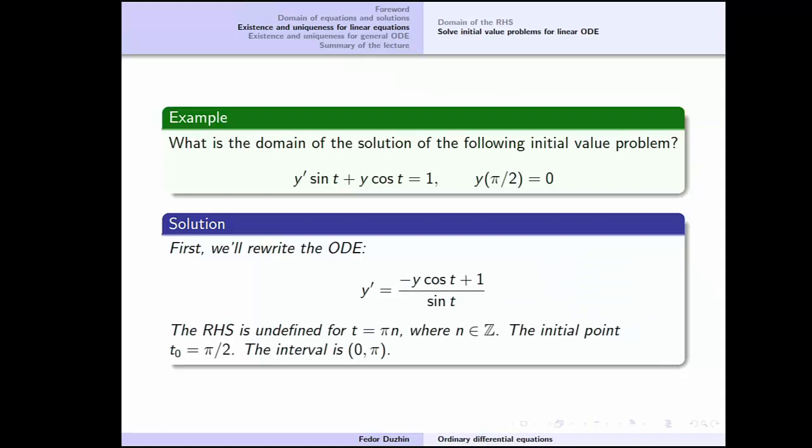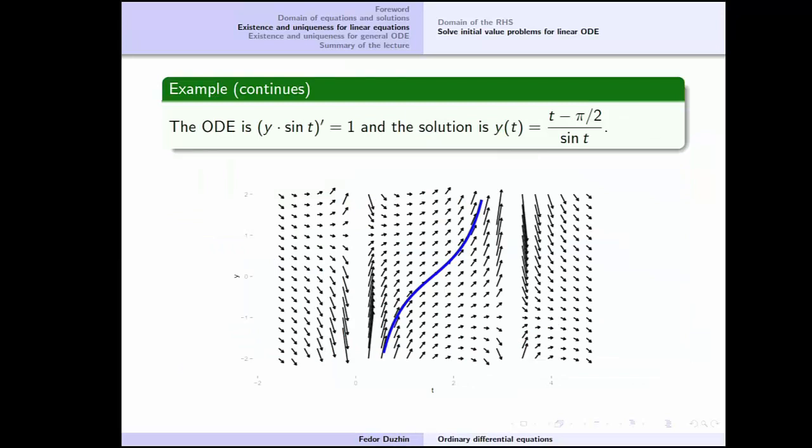Since the initial point is pi over 2, the domain here is the biggest possible interval that does not include multiples of pi, which is from 0 to pi. And here is the illustration. Notice that I didn't solve the equation. The important part here is that I could figure out the domain of the solution without actually solving the equation.